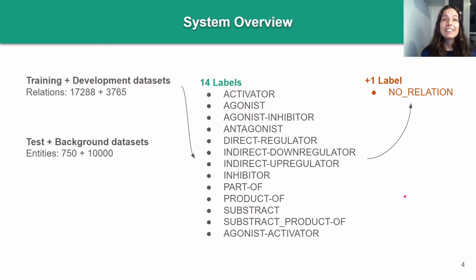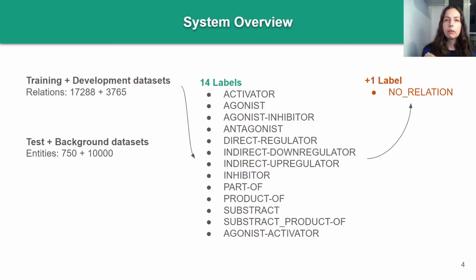So instead of going through our system and explaining all the different parts, I'm just going to focus on what makes us different and why we think that we could do better with the approach that we are proposing. The first relevant thing is that instead of considering only the 14 provided labels within the training and development datasets, we added an external label, a label of no relation.